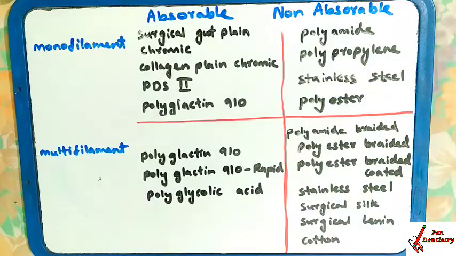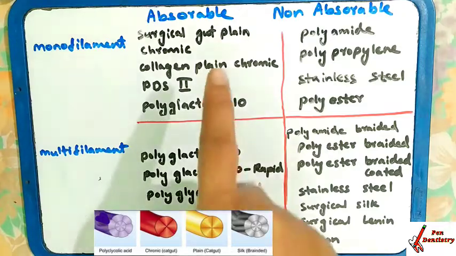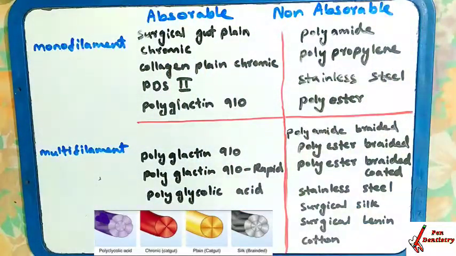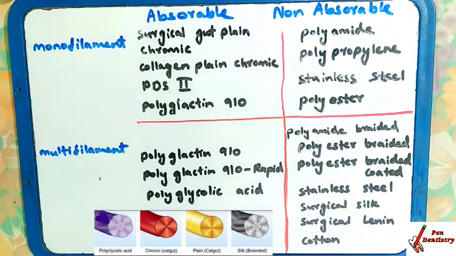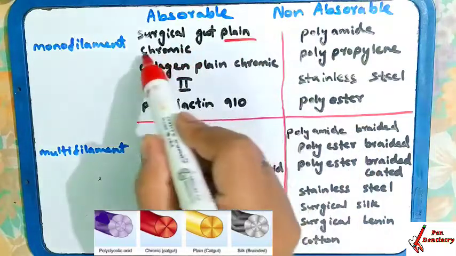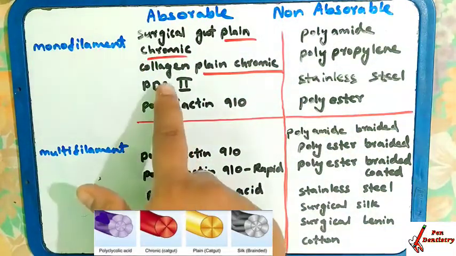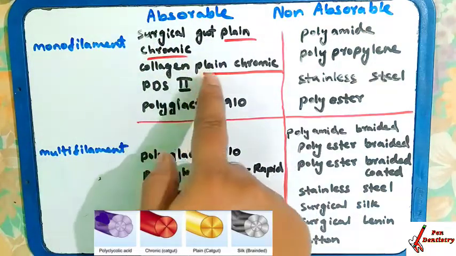Now we are going to see the monofilament and multifilament table. How are you going to learn this table? First you write absorbable and non-absorbable here. In monofilament, there is surgical gut, plain and chromic suture. Then the plain chromic suture is already present here, and again the plain chromic suture will come. That is made up of collagen. First it was made of surgical gut, now it is made up of collagen.